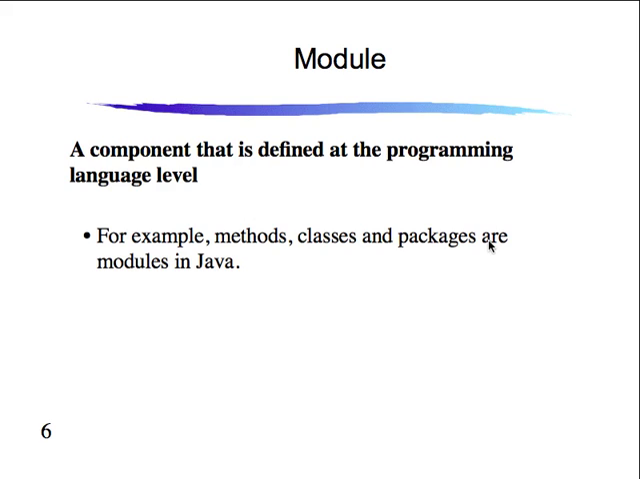So the module, example methods, classes, packages, those are all modules in Java. And in fact, they're called modules. They're not really called components. And sometimes when I use the word component, people go, what are you talking about in terms of a component? Modules? A module is a component, but a component doesn't have to be a module. A component can be something else.